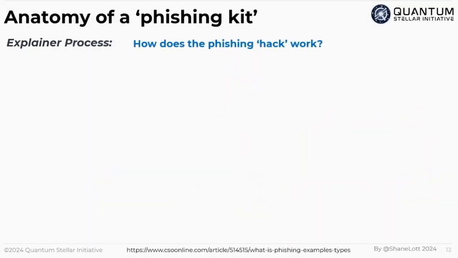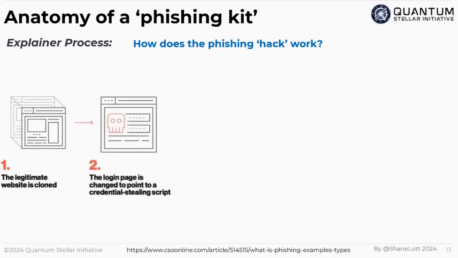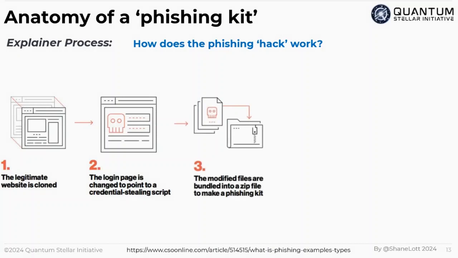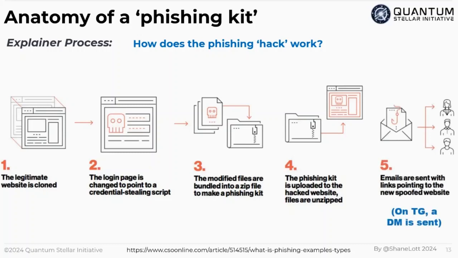Anatomy of a phishing kit, or how does it actually work? A legitimate website is cloned by a hijacker or a hacker. A login page is changed to point to the actual credential stealing data via a script, which is a little packet of information, to capture that information when it is entered on the web page. It modifies those files and bundles them into a zip file that makes a phishing kit. The phishing kit is uploaded to the hacked website where the files are unzipped, and then emails are sent with links pointing you to the spoofed website, or in the Telegram world, a DM can be sent.